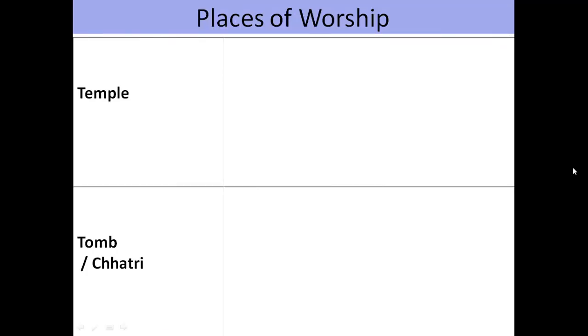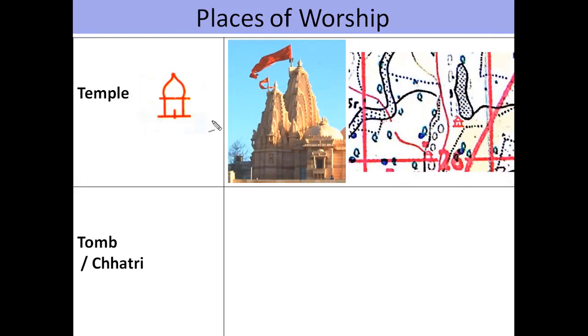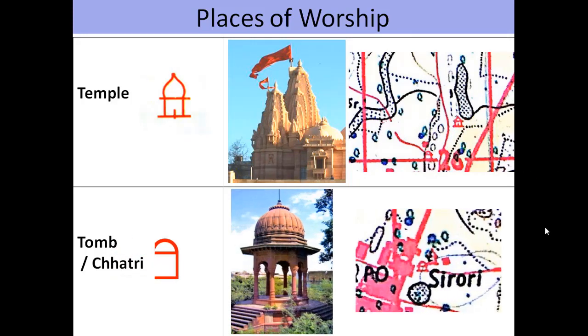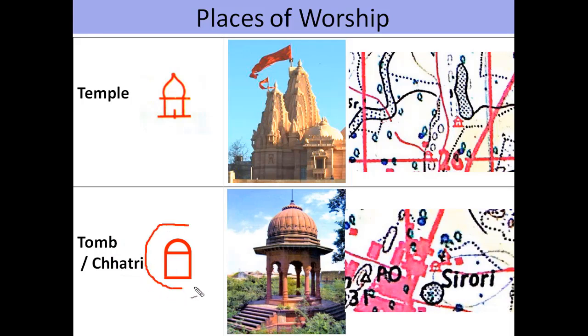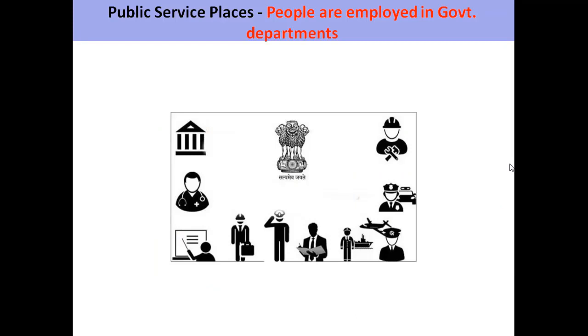Now we'll learn how the places of worship have been shown on a topographical map. Temple. This is the shape of a temple, enlarged. It looks like this on the topographical map. Symbol of a tomb or a chhatri. As you can see on the map extract, just north of Sirohi, or the dry tank, a tomb has been marked.